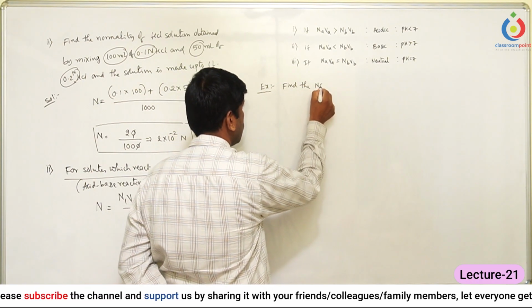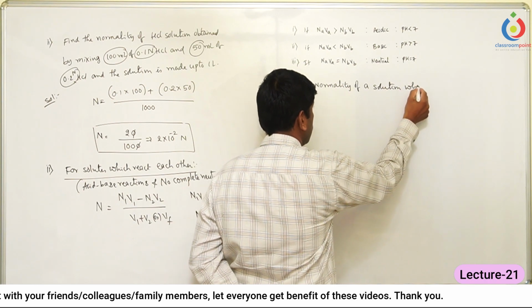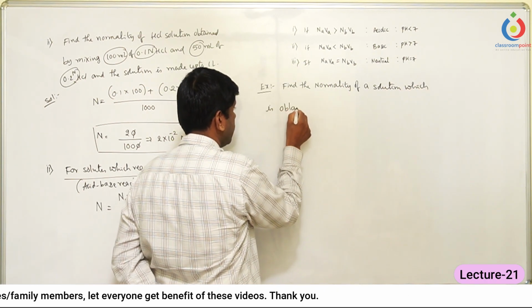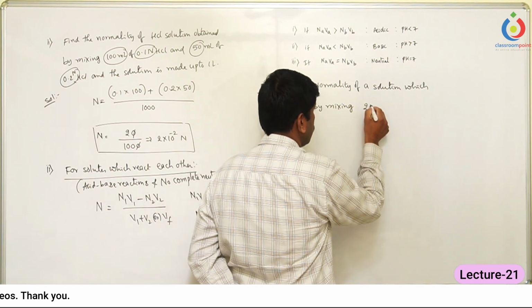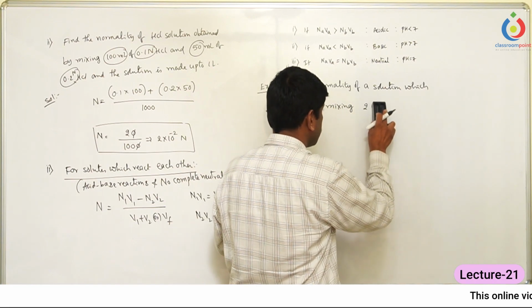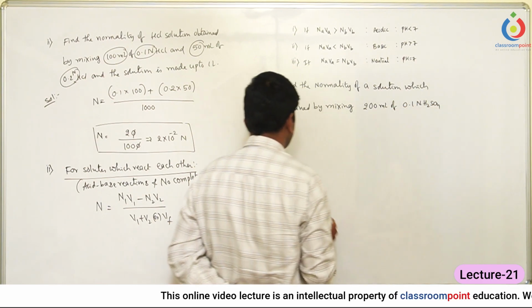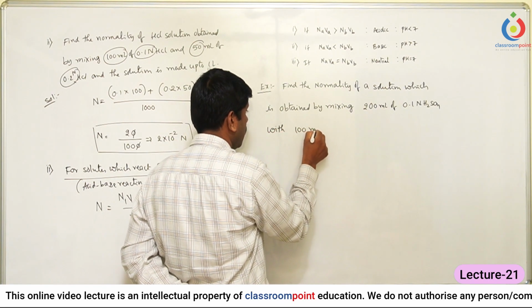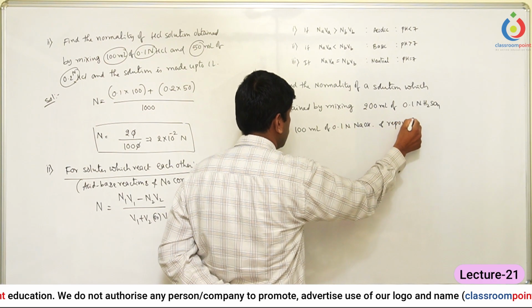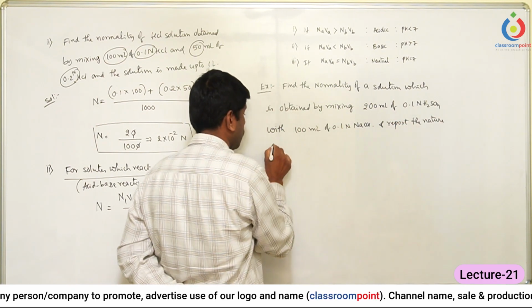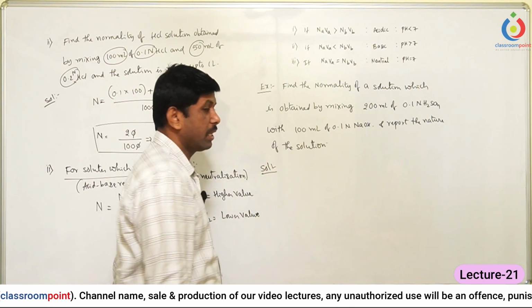Find the normality of a solution which is obtained by mixing 200 ml of 0.1 N H2SO4 with 100 ml of 0.1 N NaOH, and report the nature of the solution. So it can be solved.